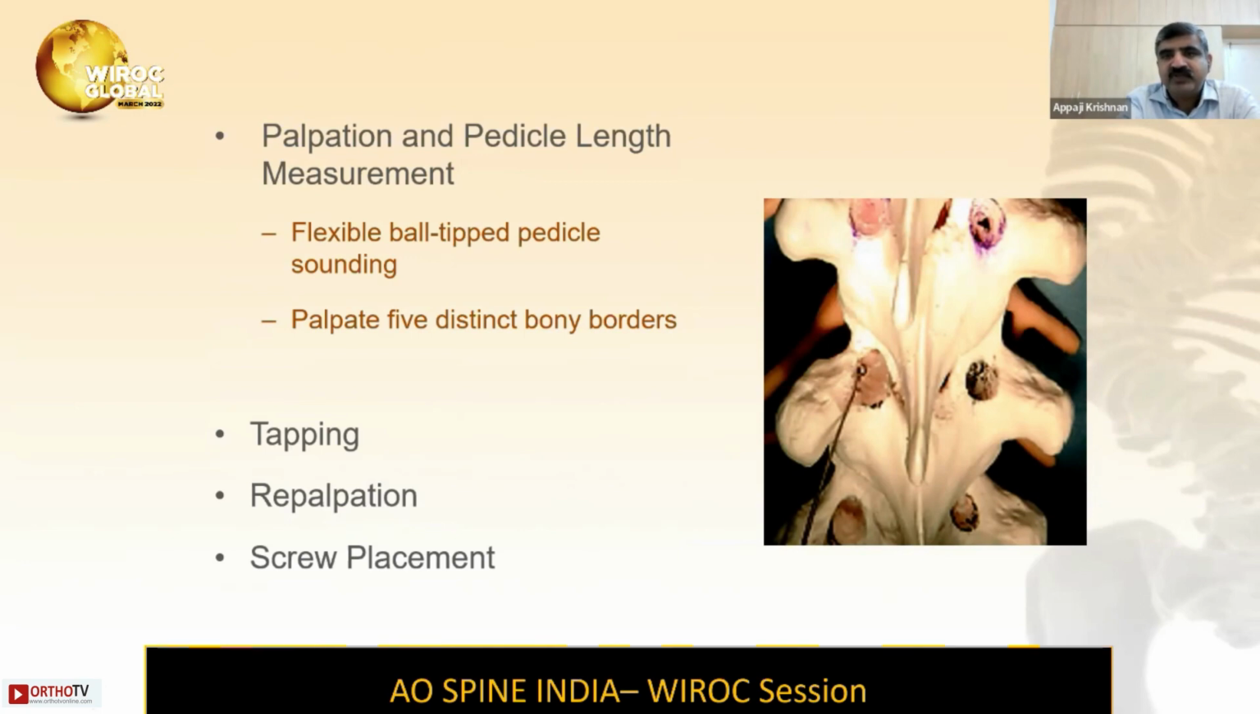I usually use a smaller tap if I'm putting a 5.5 or a 6.5. I usually use a 4.5 tap and then insert a screw. Once you tap, it is easier. You can actually repalpate using the same tip, the flexible pedicle probe, and then you do the screw dropping. This can prevent inadvertent penetration, as this is a freehand technique, of the medial wall, which is more dangerous because you are working near the cord.